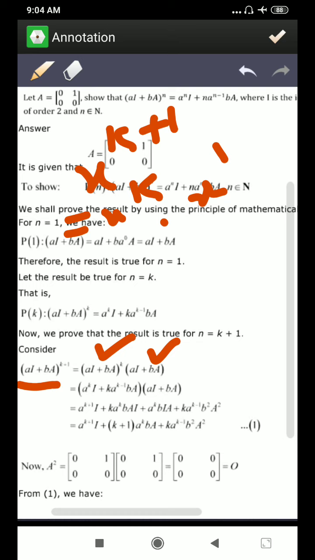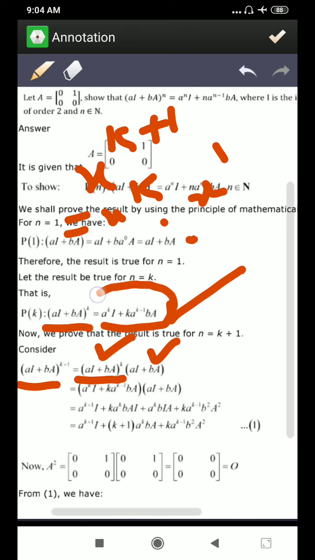Now, (A I + B A) raised to power k, as P k is true, we can replace this by this term. So over here in this step, I have replaced (A I + B A) raised to power k as a raised to power k I plus k into a raised to power k minus 1 B A. And this term is as it is. Should be clear. I have replaced this (A I + B A) raised to power k using P k.